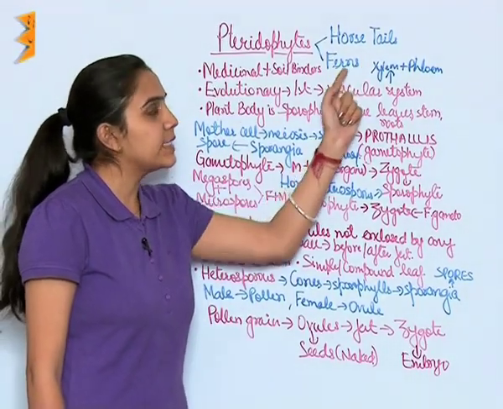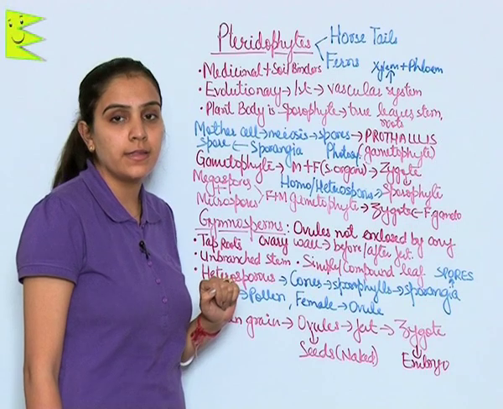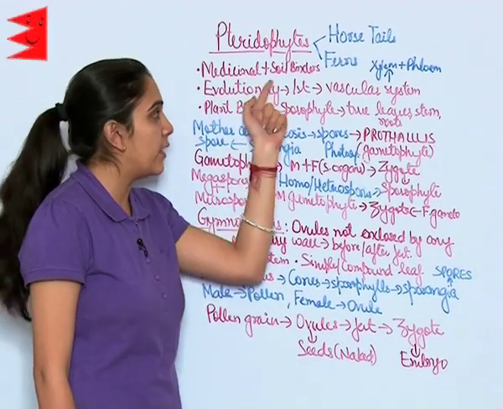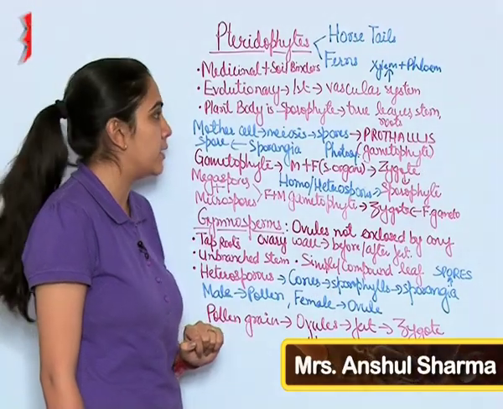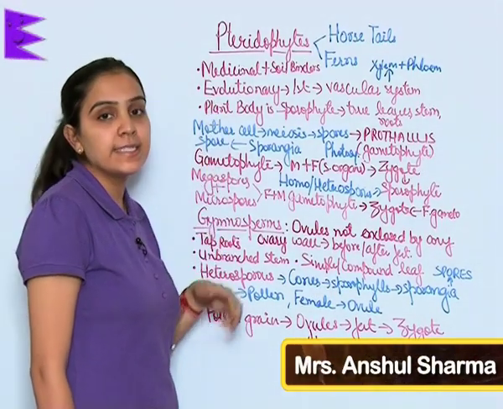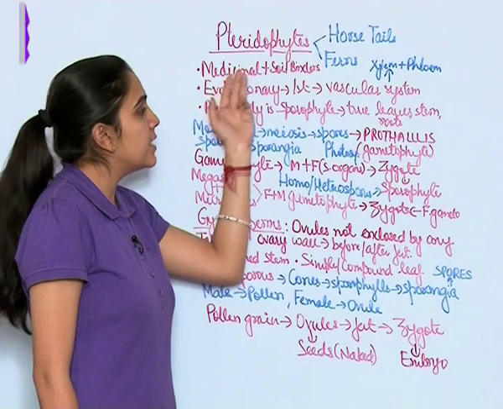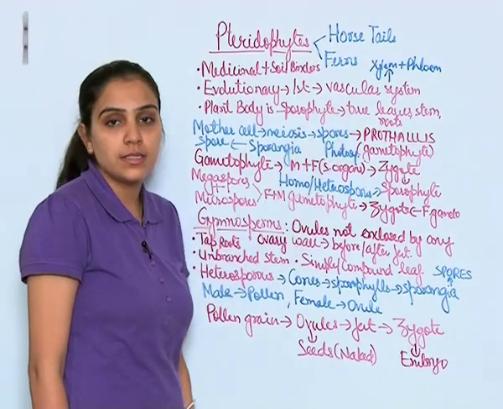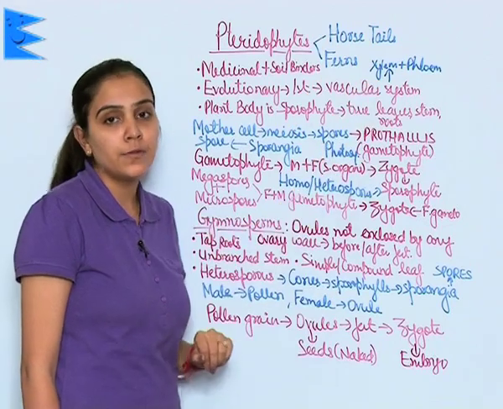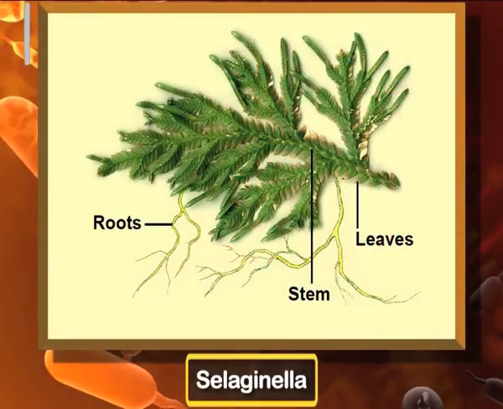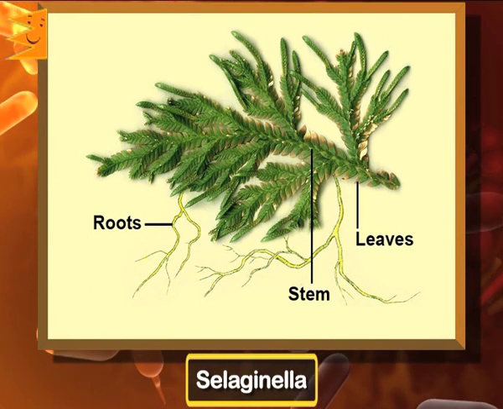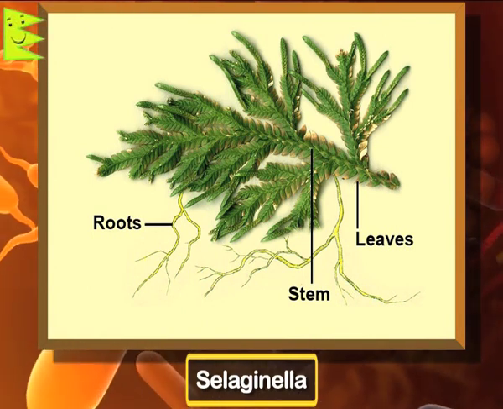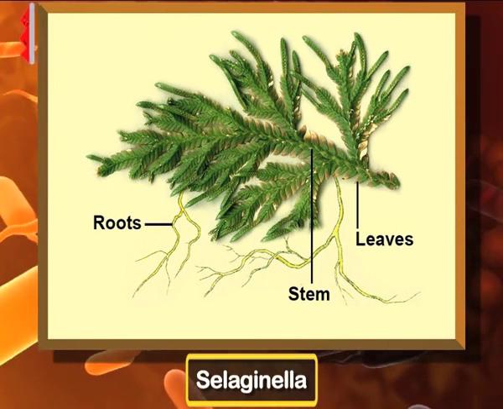Pteridophytes, horsetails and ferns are included in this category. They are of medicinal importance and they are also soil binders. If we see evolutionary, these are the first of its kind to have vascular system, that is xylem and phloem. Plant body is sporophyte and it is having true leaves, true stem and true roots.